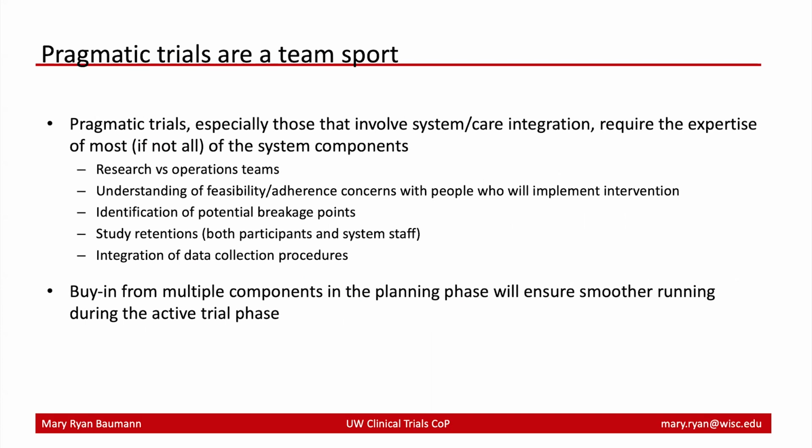It can involve individuals that are going to be key to understanding the feasibility of that intervention or the adherence concerns among people who are going to implement that intervention. It involves people who are going to be really key in identifying potential breakage points. So where along feasibility is this not going to work? Where are we potentially going to see some issues? Also in terms of information systems as well.